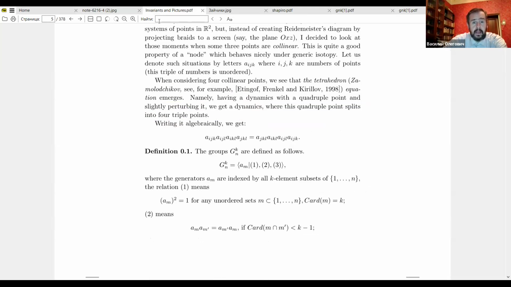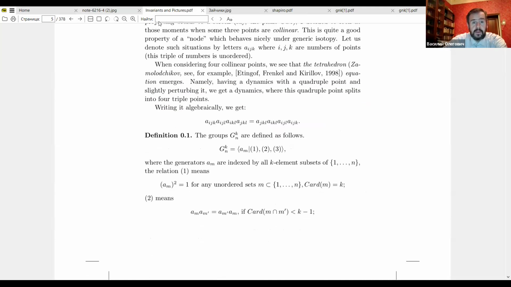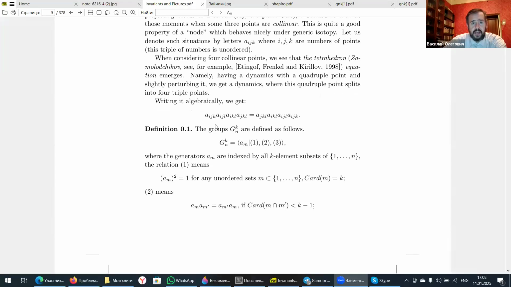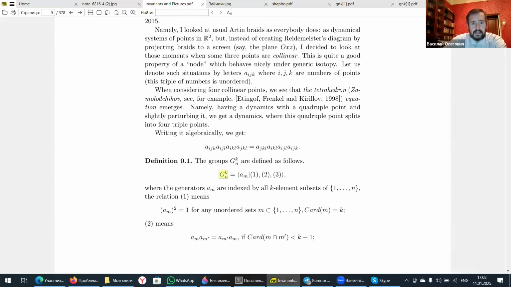Now I'm planning to define the groups GN3 and GNK, and actually the group GNK has choose NK generators. So in Russian and French notation, we usually write C and K for choose NK. So that's where my notation for the group with that many generators comes from.